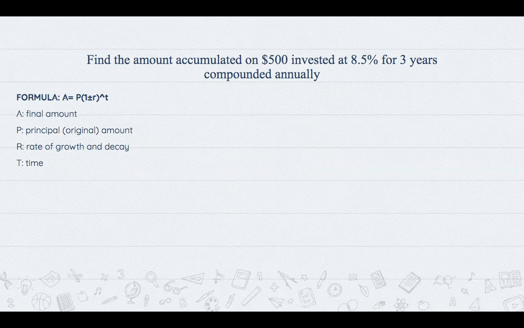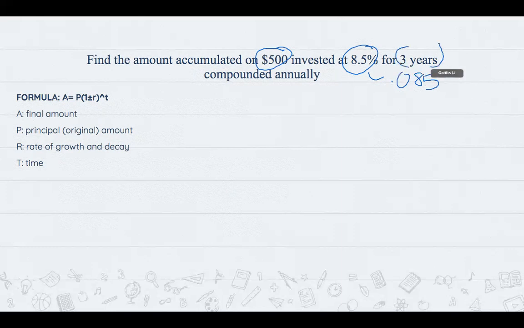So how we would solve this problem is that 500 is our principal amount, our original amount. And then 8.5 would be turned into a decimal, which would be 0.085. And that is our rate, and 3 years is our time. And so we need to find our final amount.